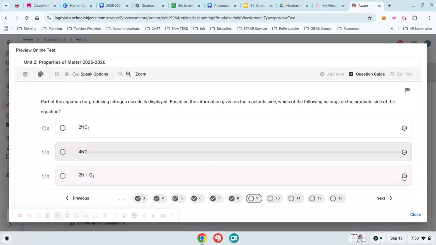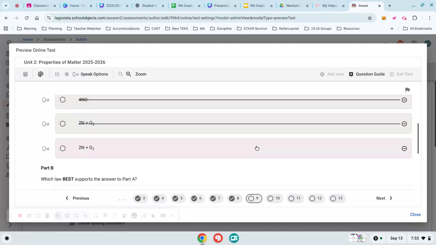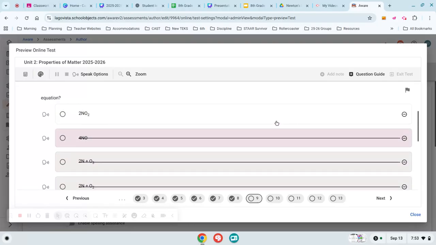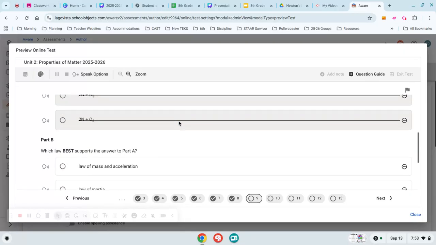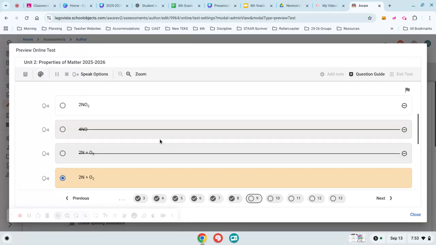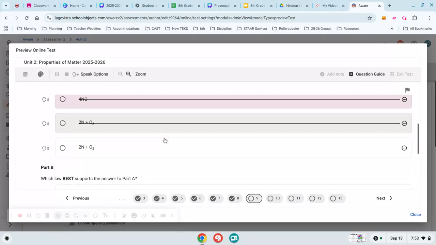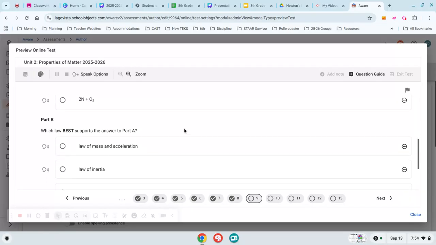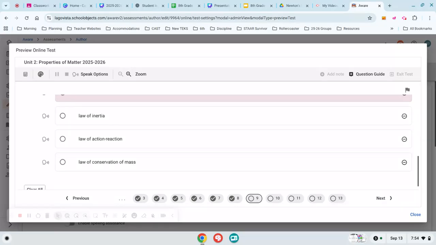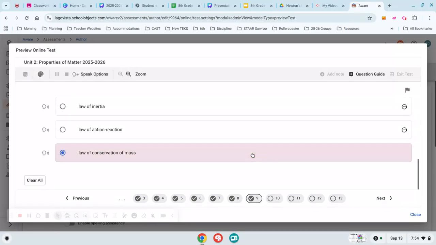2 and 3, so that's not right. And then 2 and 2, so that's not right. So this is the only one that had 2 nitrogen and 4 oxygens. Oh, oops, didn't mean to click that one. All right, which law best supports the answer to part A? And that is your law of conservation of mass, which is the only one we've talked about so far.